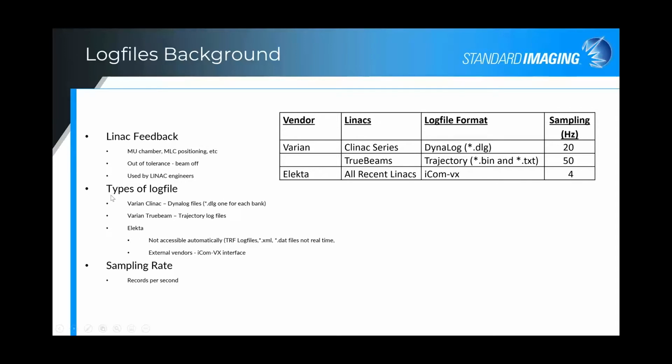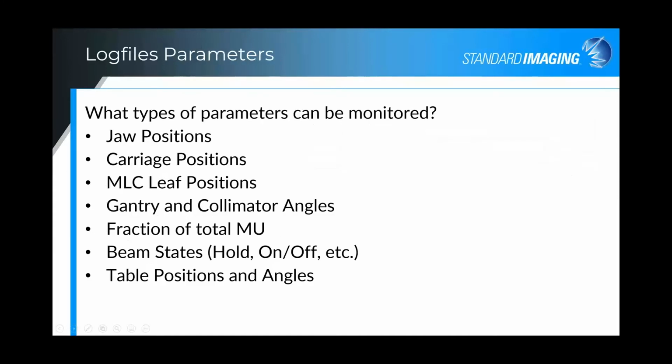I also wanted to mention that, of course, with the different Linacs, there are different types of log files. If you hear those terms, DynaLog files, trajectory log files, both from Varian and Elekta, we actually use their iCOM VX interface because we cannot access the TRF log files in real time. Those are only exportable manually after treatment, and this is a fully automated system, so that doesn't fit into the workflow. And of course, these are sampled at different rates. So I'll go ahead and start.